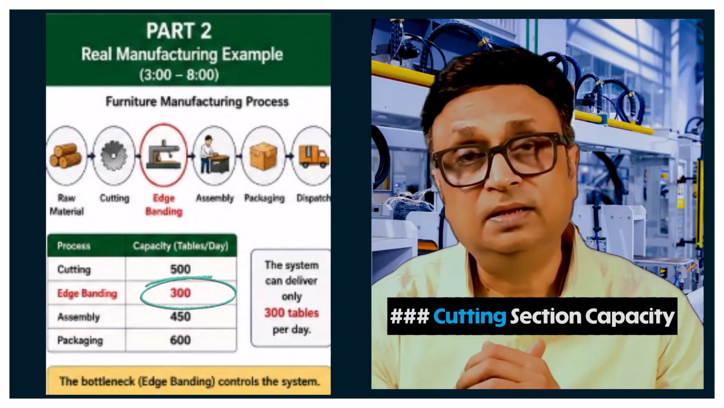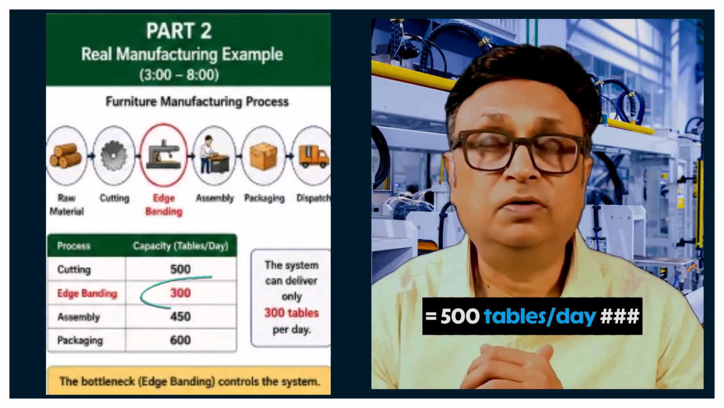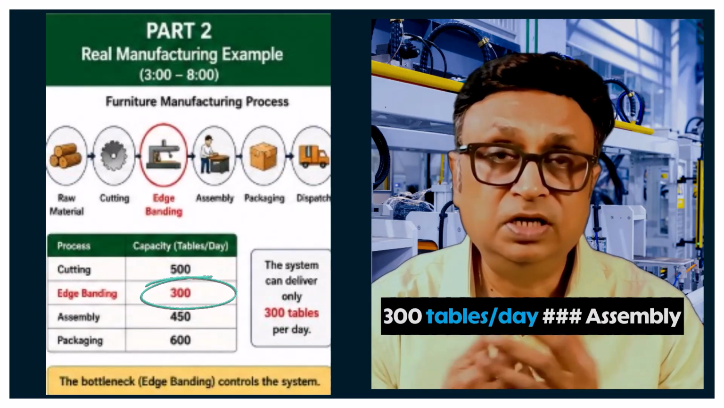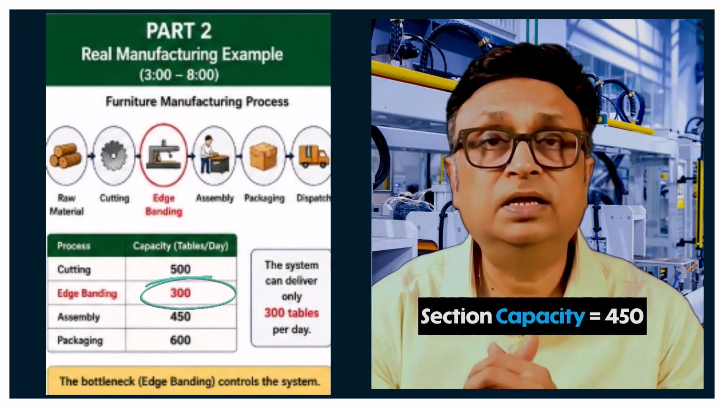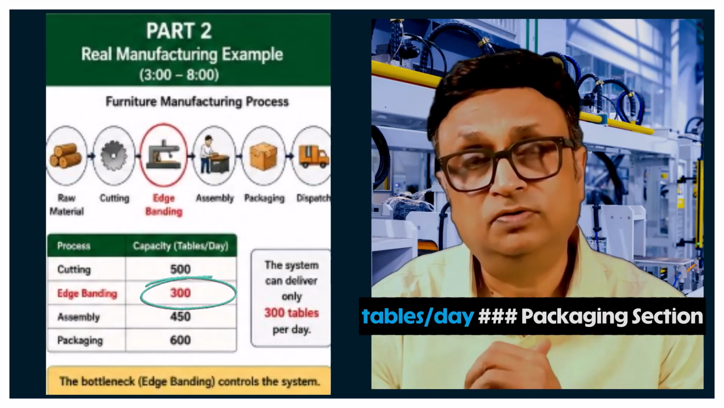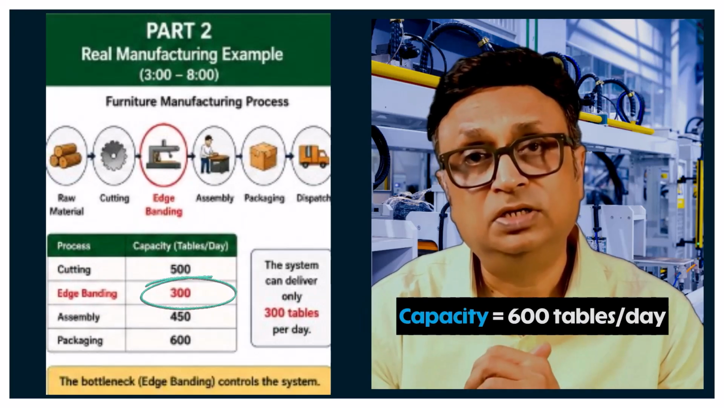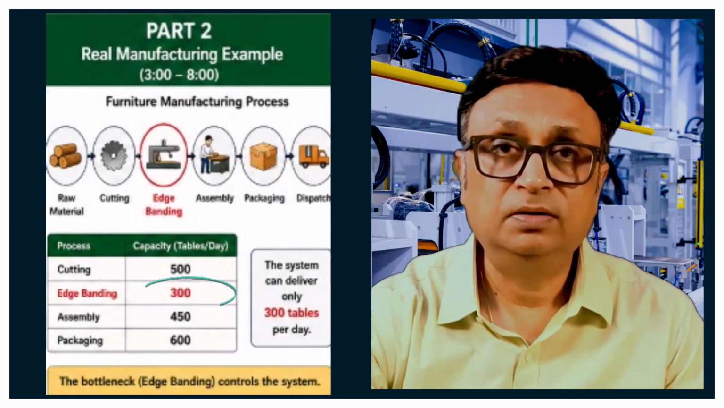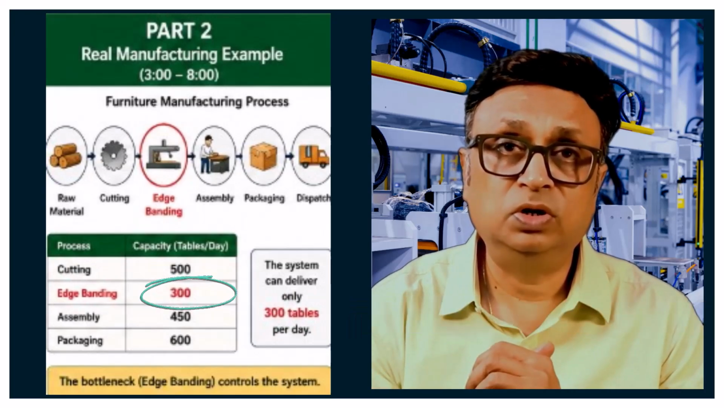Let's look at capacity. Cutting section capacity equals 500 tables per day. Edge banding section capacity equals 300 tables per day. Assembly section capacity equals 450 tables per day. Packaging section capacity equals 600 tables per day. Now ask yourself, which department determines total output?